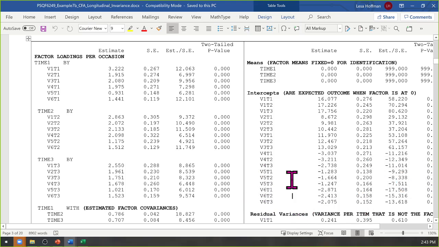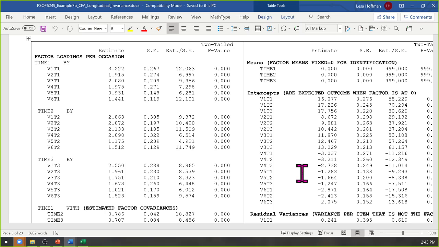So the question that we have to answer is it because the traits are growing over time that we see these items growing over time, or is it something else? So a precursor to examining growth in the factor is all of this longitudinal invariant stuff that we got to do next.